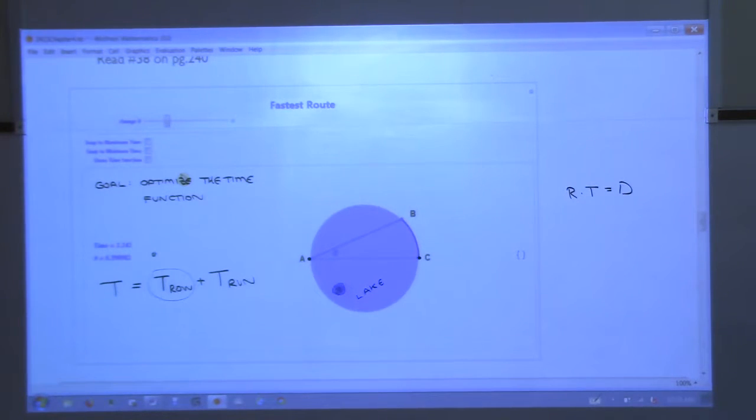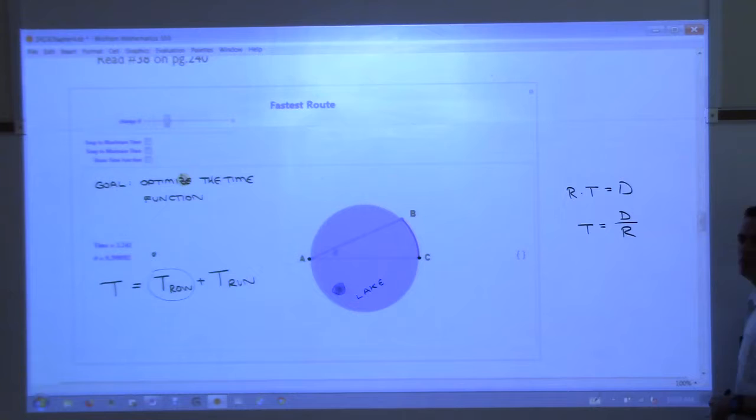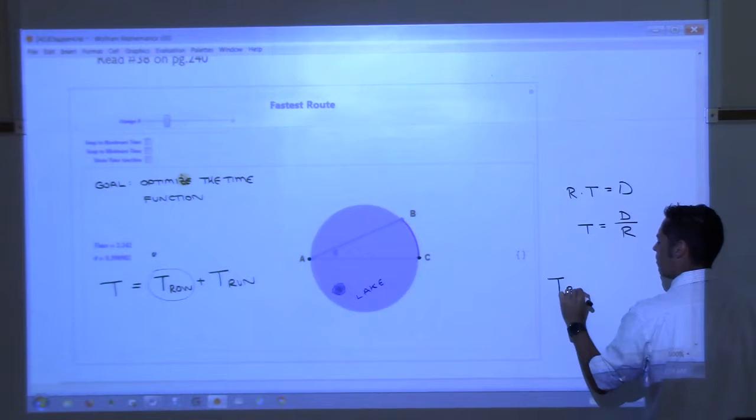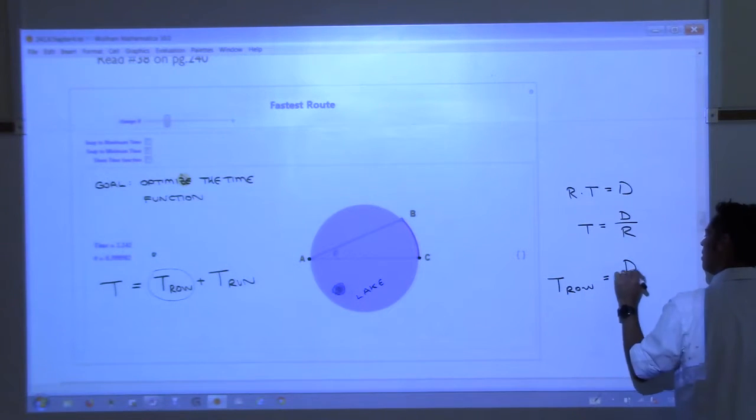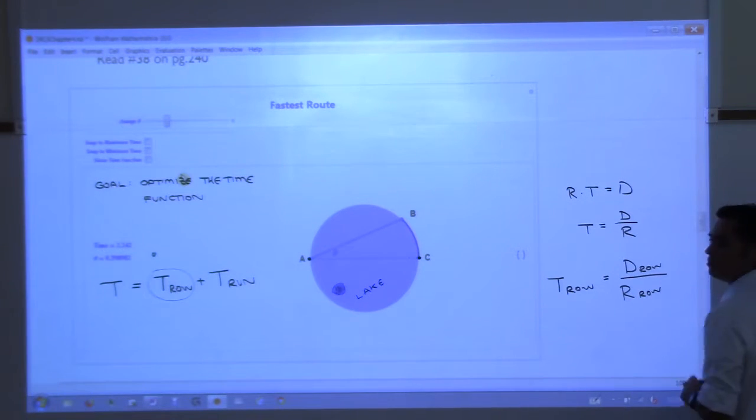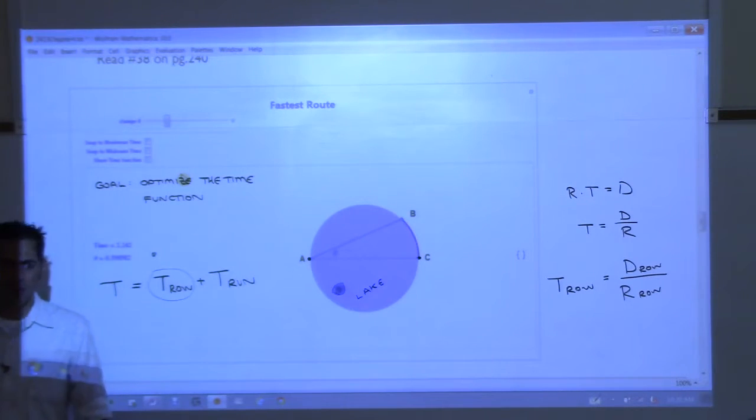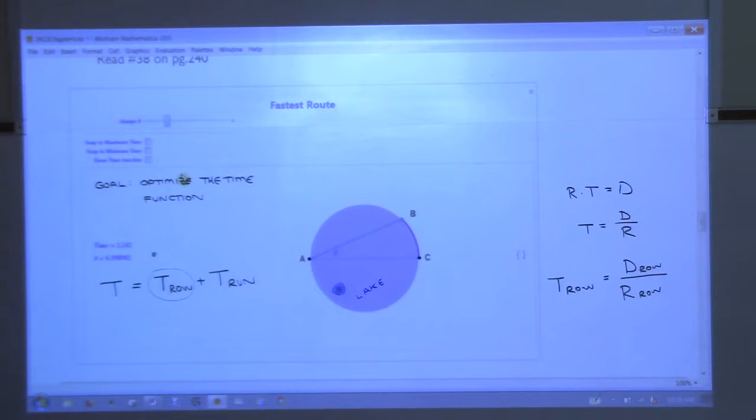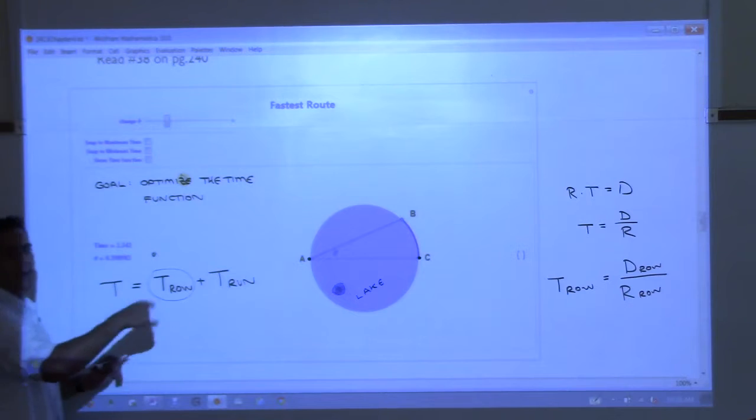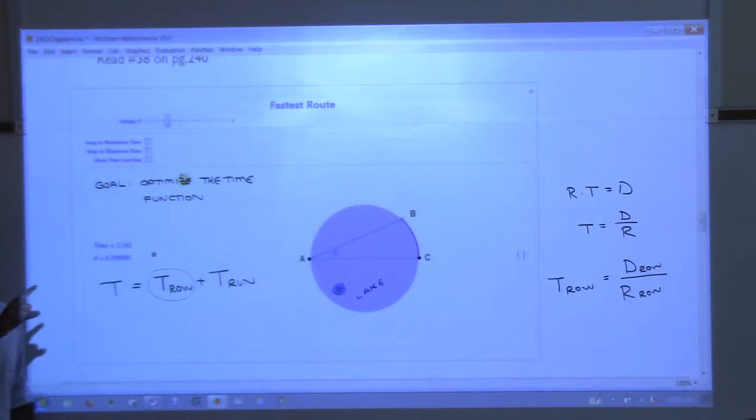All right. So I did this because time is always the distance over your rate, isn't it? So the time it takes to row should be equal to the distance it takes to row over the rate that we row. Does that make sense? And then the time it takes to run should be the distance that we run divided by the rate that we run. In both cases, we need these distances.